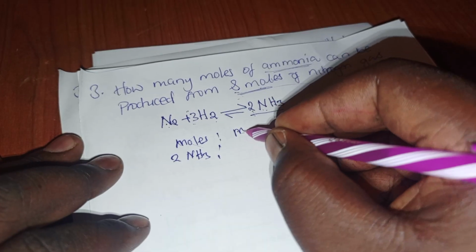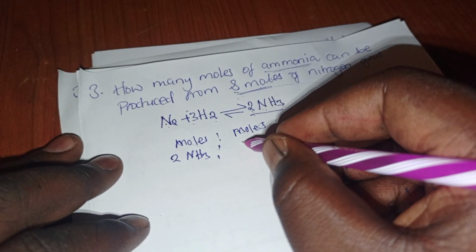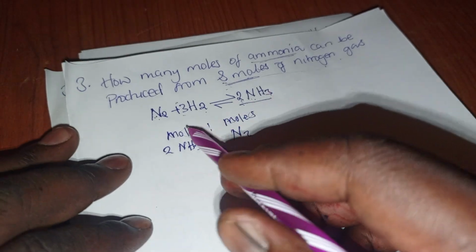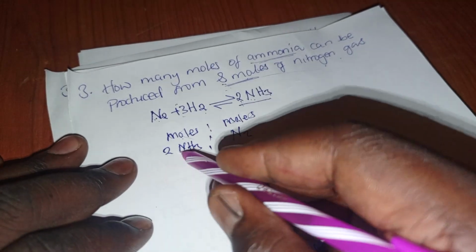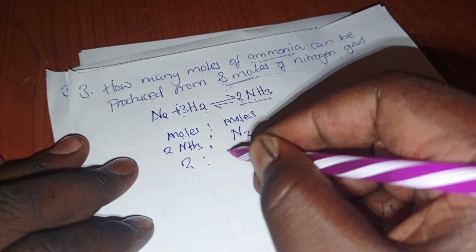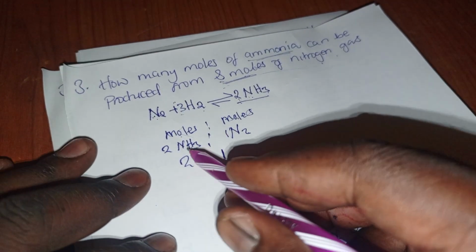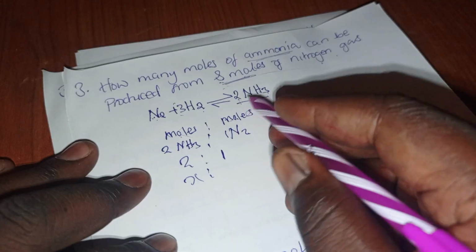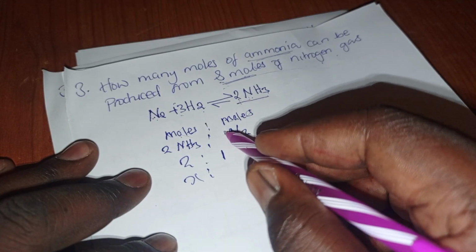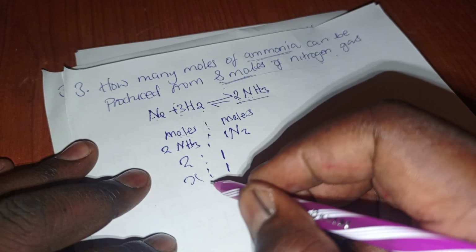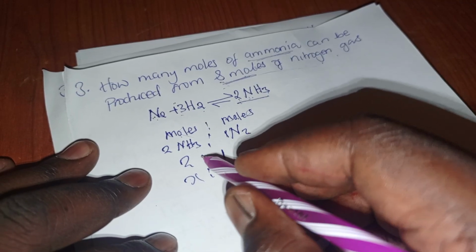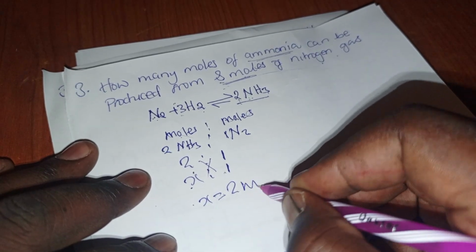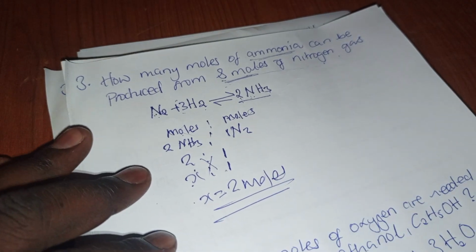So we have also moles here. Then we put nitrogen gas, which is this one. So we use mole to mole. The number of moles here is 2. The number of moles here, there is 1 here, so it's 1. Then the number of moles for ammonia is X, and for nitrogen, which is 8. From here, cross multiply. 1 times X is X, and 2 times 8 is 16. So X is 16 moles. This is how you do it.